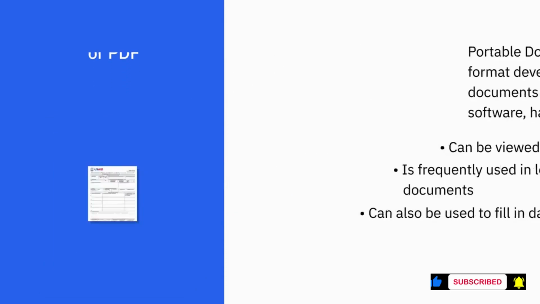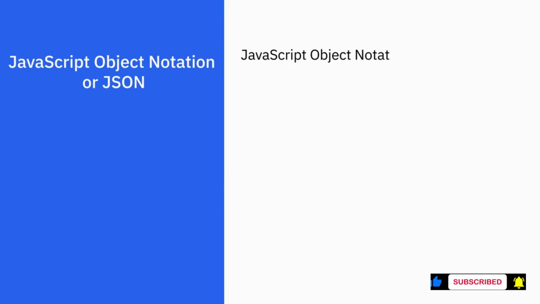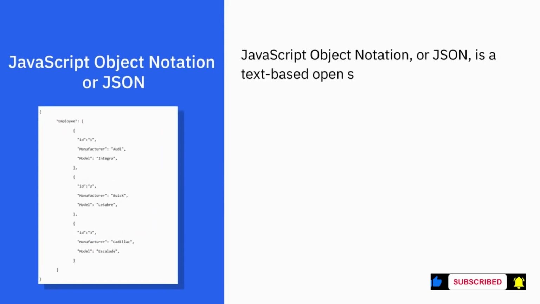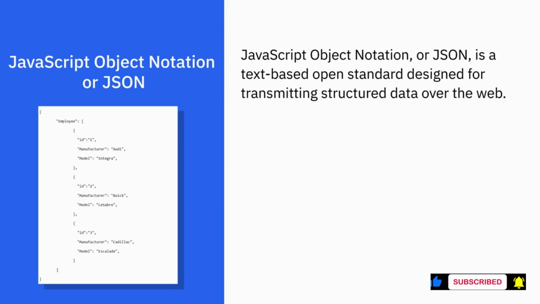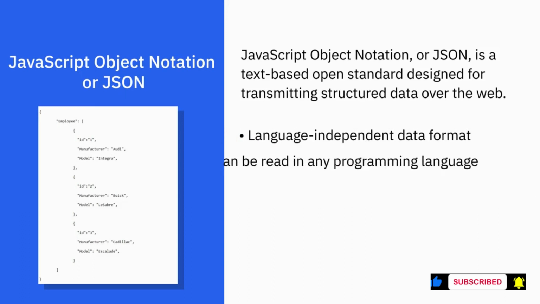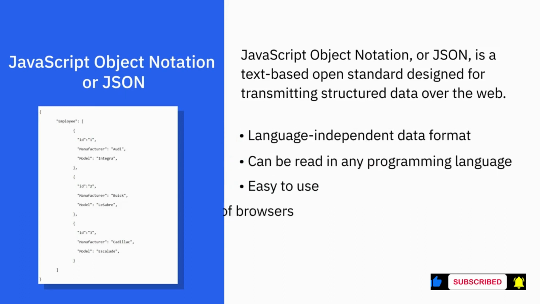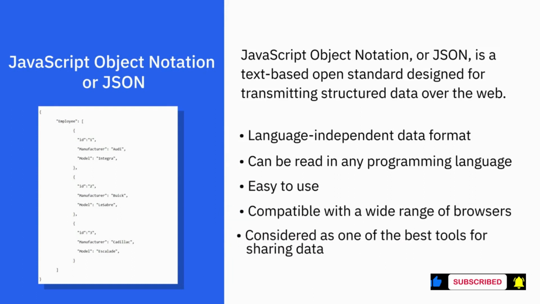JavaScript Object Notation, or JSON, is a text-based open standard designed for transmitting structured data over the web. The file format is a language-independent data format that can be read in any programming language. JSON is easy to use, is compatible with a wide range of browsers, and is considered as one of the best tools for sharing data of any size and type, even audio and video. That is one reason many APIs and web servers return data as JSON.